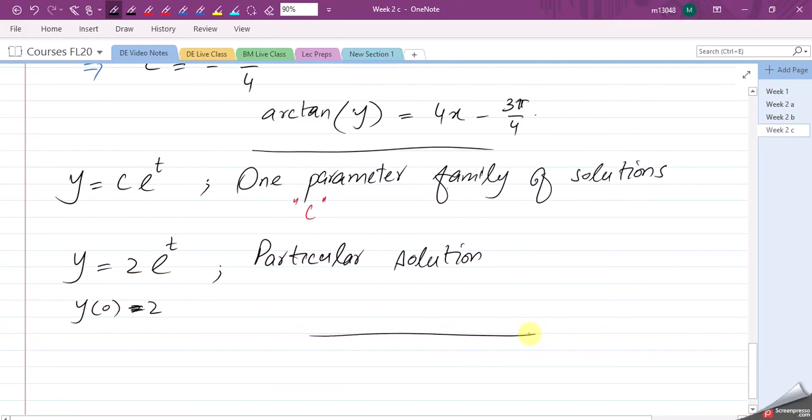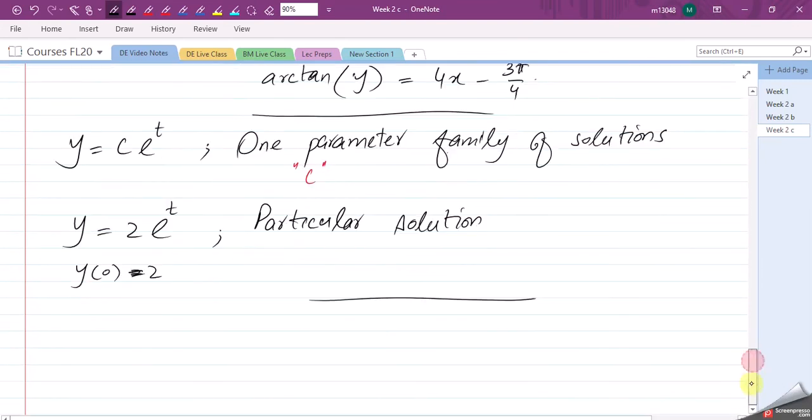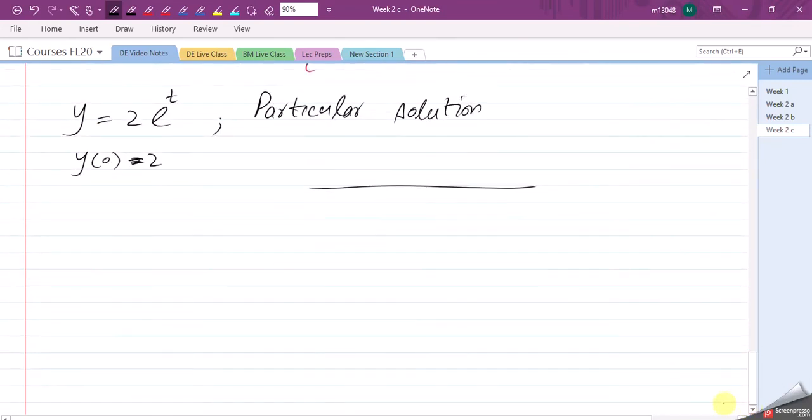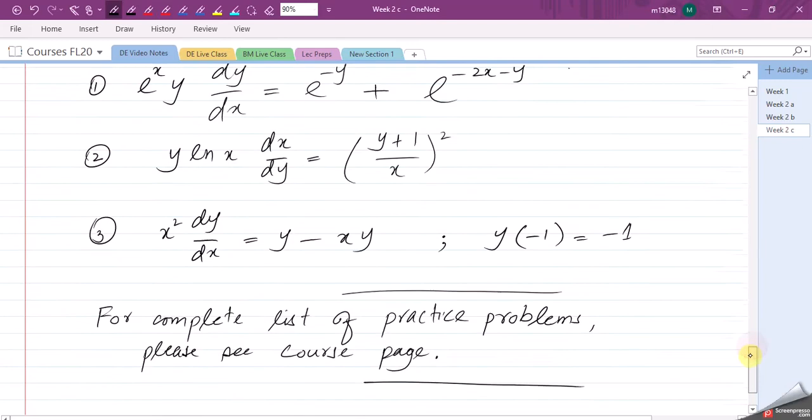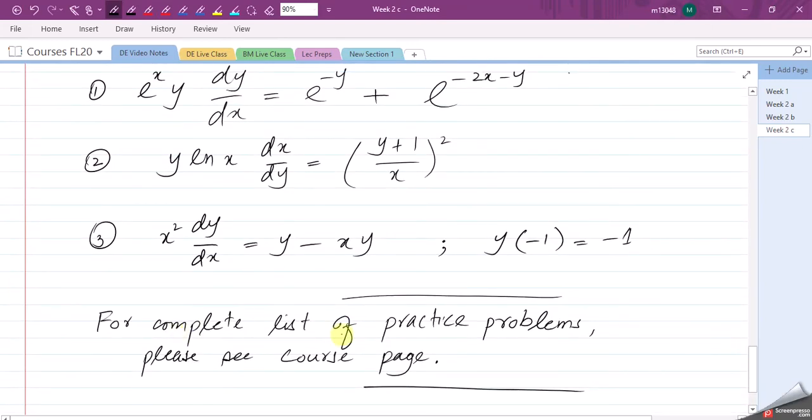Just a terminology thing. Now, I believe you can easily do the following practice problems. This is the minimal list of practice problems. You must do these 3 problems at least. And for the complete list of practice problems, please see the course page. Please try to do as many problems as you can. That will help you understand the whole concept more easily.